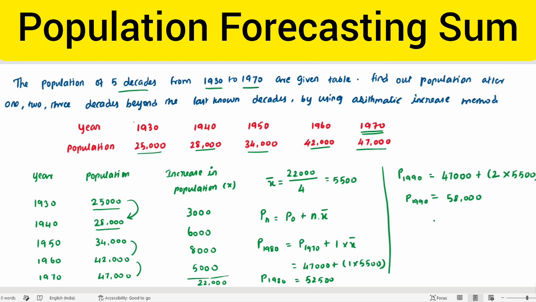Likewise we can calculate the third decade, that is the third decade beyond the last known decade. So now P 2000: again 47,000 plus 3 decades, so 3 into 5,500. The population of 2000 will be 63,500. So this is the method by which we can solve the problem.